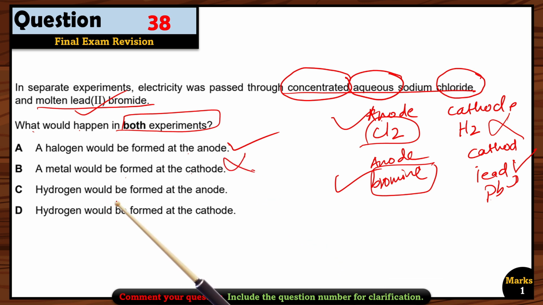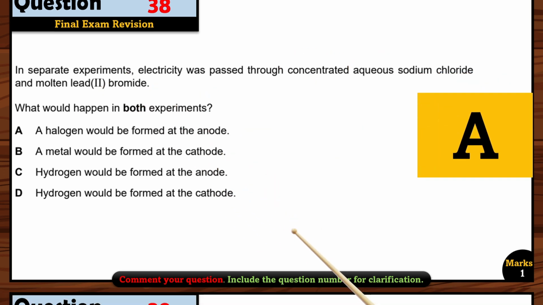So that's wrong. Hydrogen would be formed at the anode. No, hydrogen is forming at the cathode. That's wrong. Hydrogen would be formed at the cathode. Yes, that's right. It is formed at the cathode, but not in both experiments, right? Only in one experiment. So that's also wrong. So only option A is the right option.